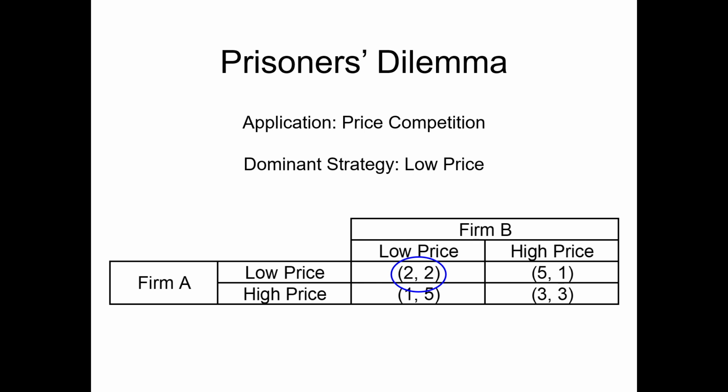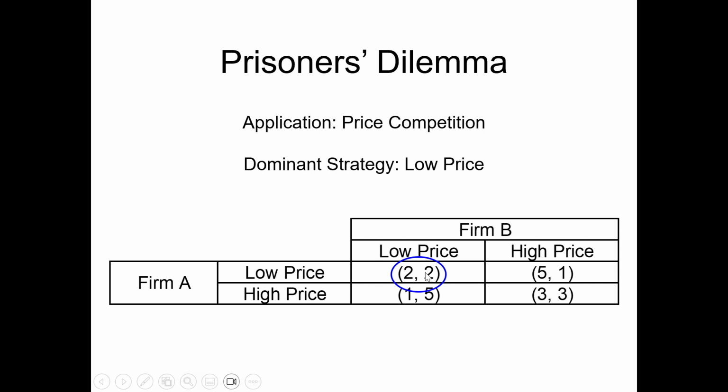This can be explained for any normal price competition. We can apply the same prisoner's dilemma in price competition. So here we have two firms, firm A and firm B. Both firms have two options. One is they can opt for low price or they can opt for high price. Both are rival firms, and they are fighting with each other. And what will happen?